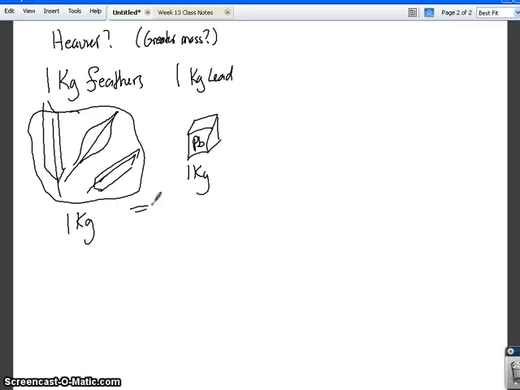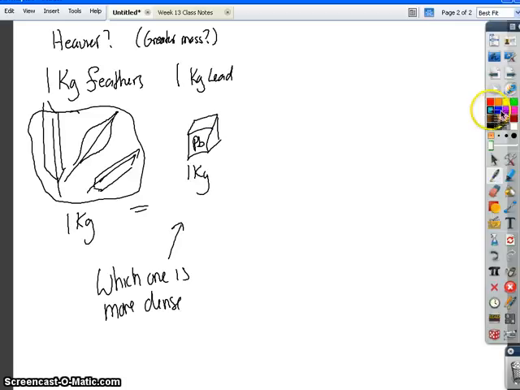And where we get confused is density. Which one is more dense? Well, you can imagine that a kilogram of feathers is going to take up a very, very big space, and a kilogram of lead is going to take up a very, very small space. And so really, a kilogram of lead is more dense, meaning the atoms or molecules that make up lead are going to be closely packed together.